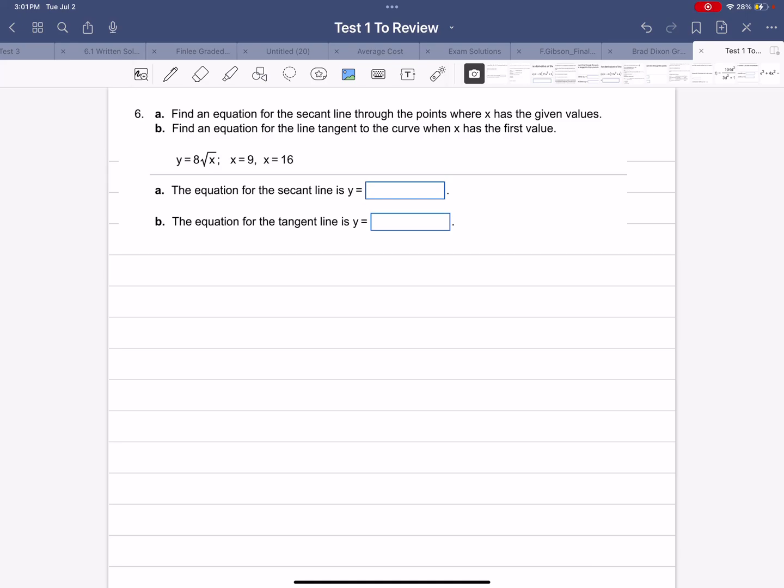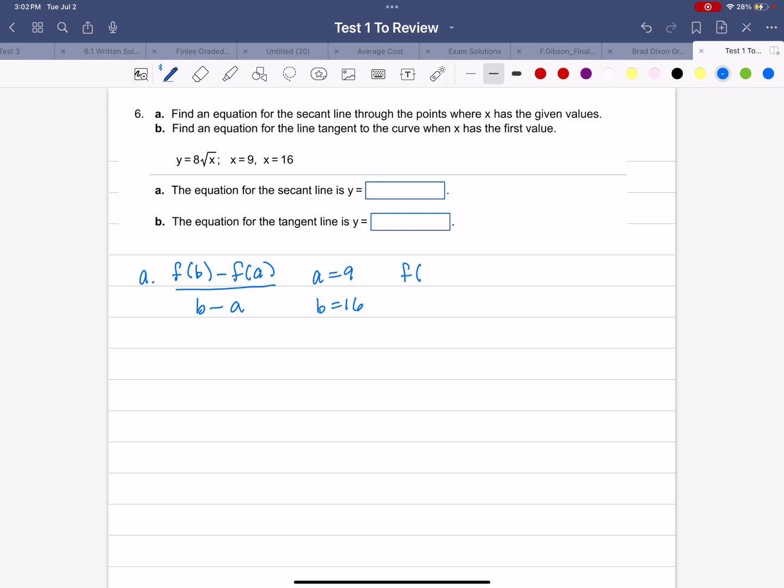Find an equation for the secant line through the points where x has the given values, and find an equation for the tangent line to the curve for the first value. Very similar type problem as we've seen before, only a different kind of function. So for the secant line, f of b minus f of a over b minus a, where a is 9 and b is 16.